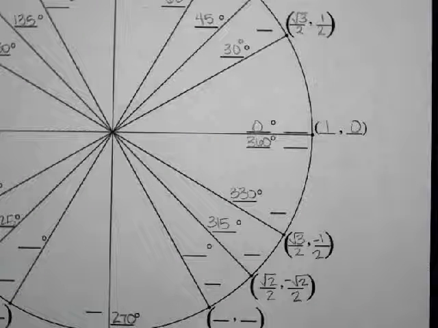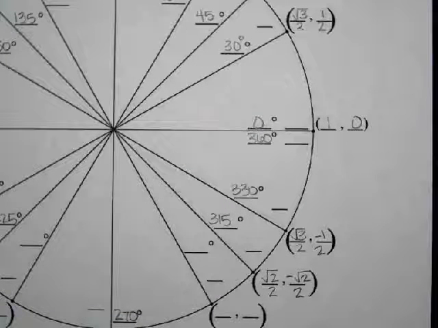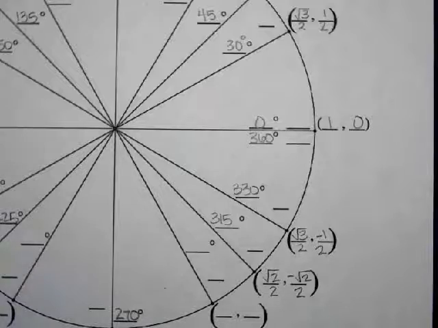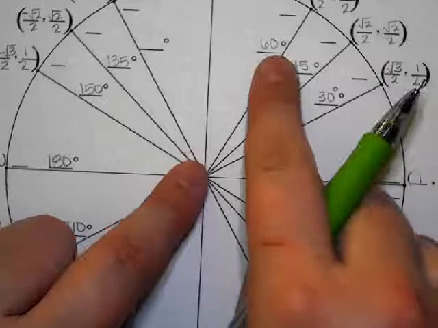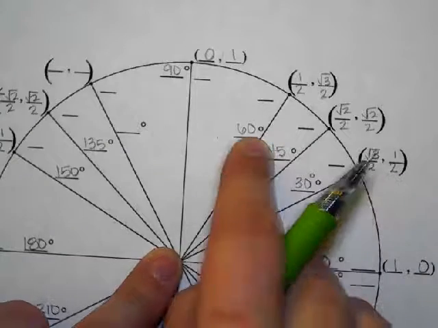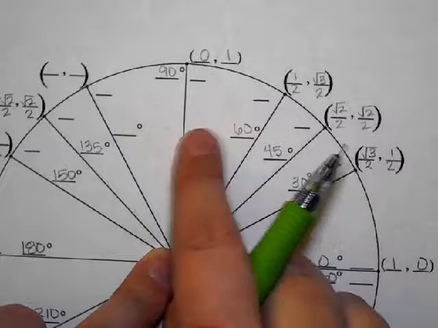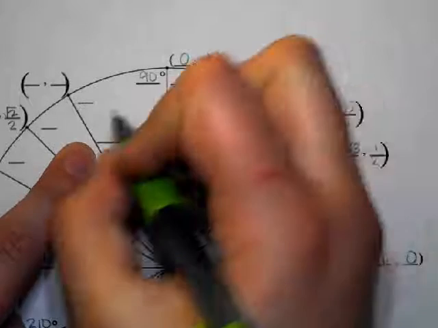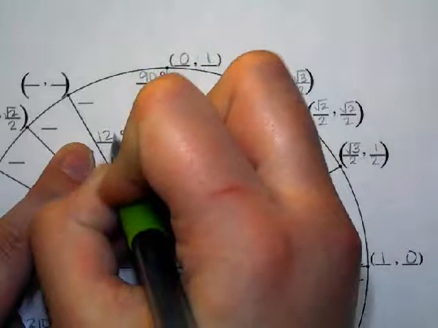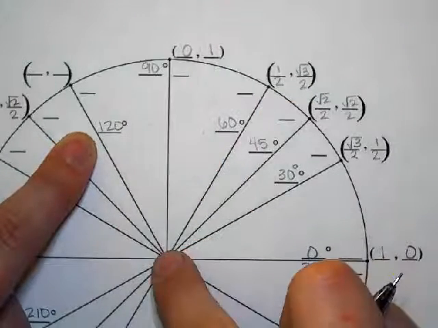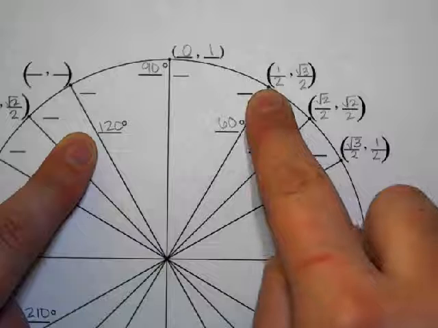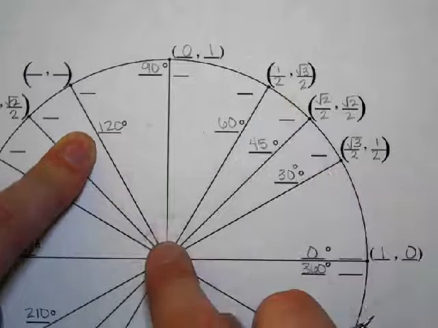All right, so now we're going to do the same thing for 60. So 60 is 30 degrees smaller than 90. So 30 degrees bigger than 90 is 120. Here we had right 1/2, up root 3 over 2. So here we're going to have left 1/2, up root 3 over 2.